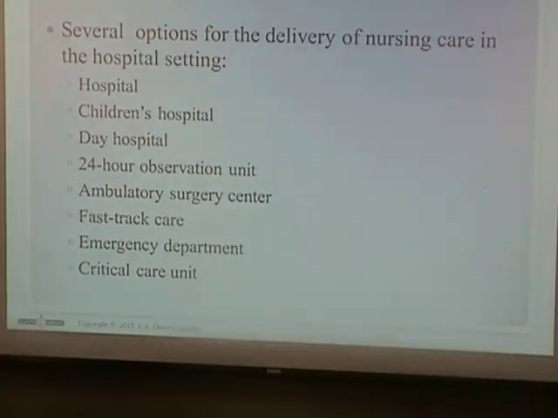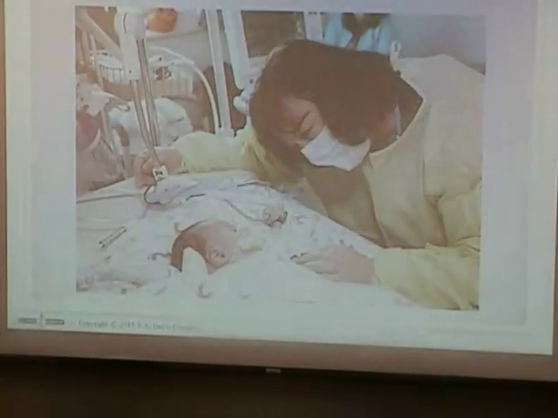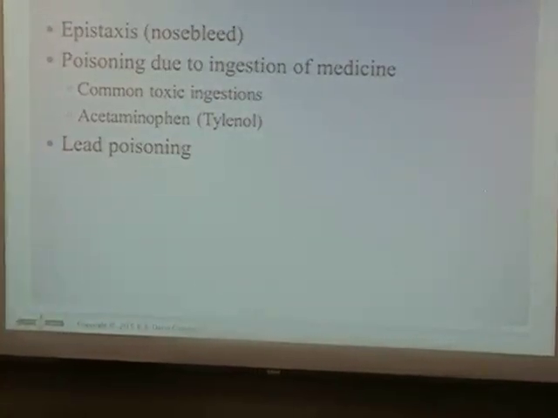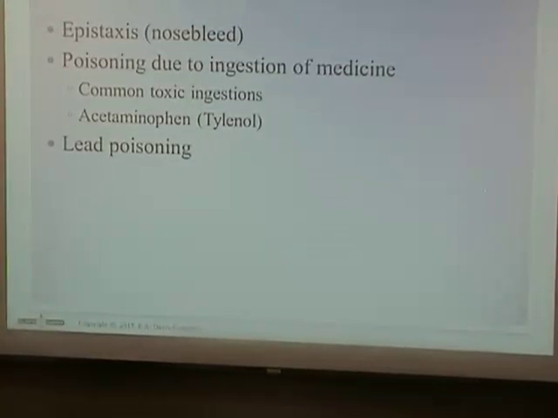All right. Now, let's talk about the different settings. It pays a lot of attention to where you provide your care and how each one is a little bit different. These are some of the settings that you'll see children in. So let's start with children in the hospital. These are the most common reasons why children come into the hospital: epistaxis, poisoning, and lead poisoning. Really? Common? Yeah. They're still licking windows, apparently.